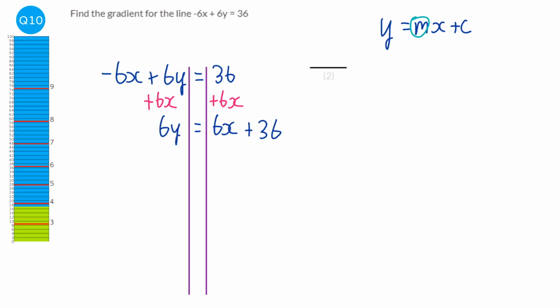plus c. Right, the next thing I'm going to do is get rid of this 6 because we just want a y there. So we're going to divide by 6 both sides. So we've got y equals 1x plus 36. Now we shouldn't really write 1, but because we're looking for m, we're looking for the number before x, I've kind of left it in there to show that the gradient will be 1.